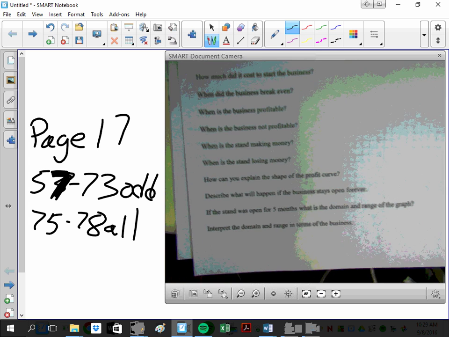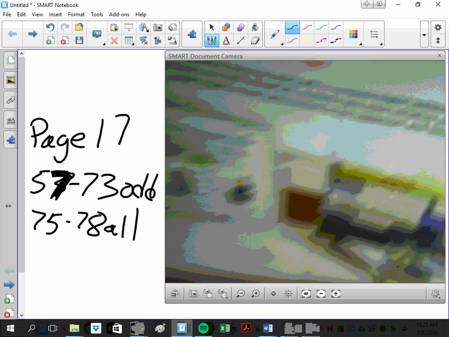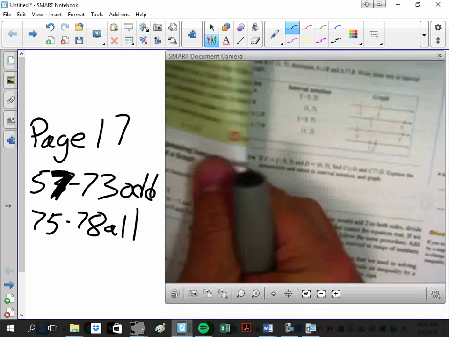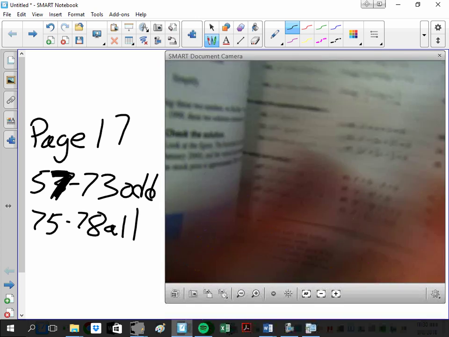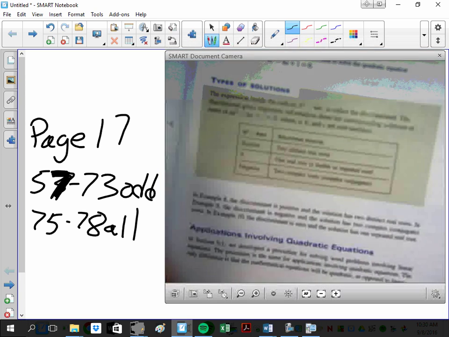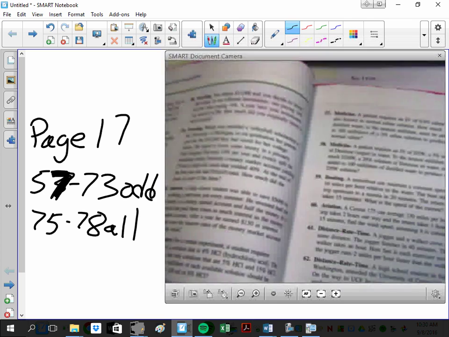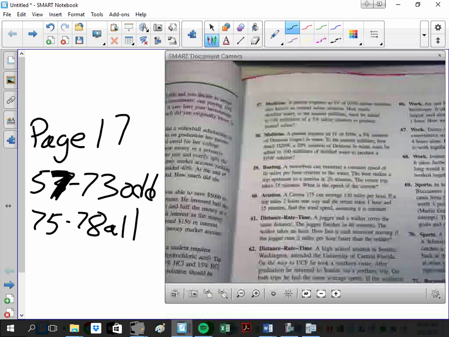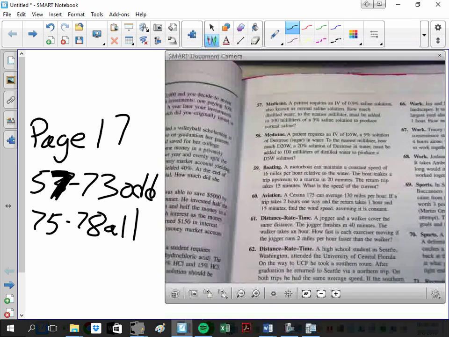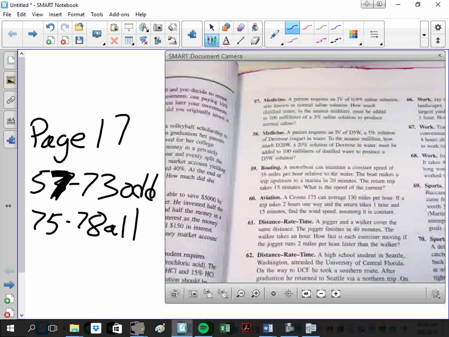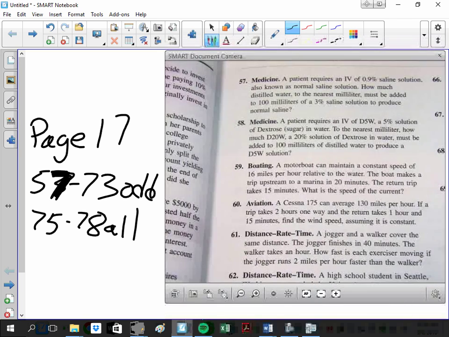Okay. So if you turn to page 17, we have more story problems to do. Aren't you so excited? So I'll set some of these up for you. A patient requires an IV of 0.9% saline solution, also known as normal saline solution. How much distilled water to the nearest milliliter must be added to 100 milliliters of a 3% saline solution to produce normal saline solution?